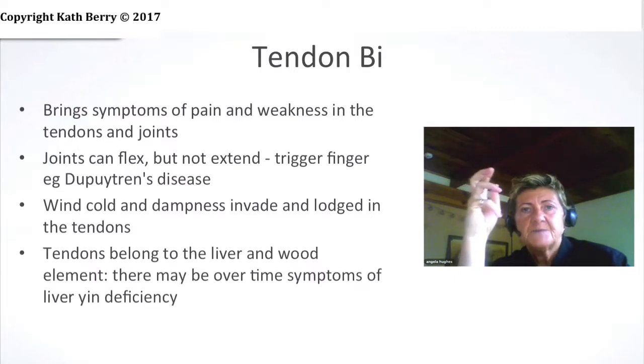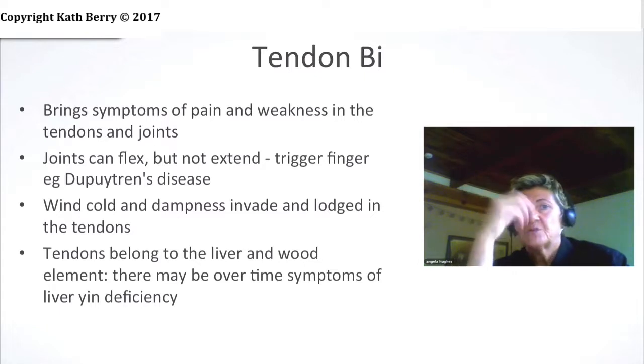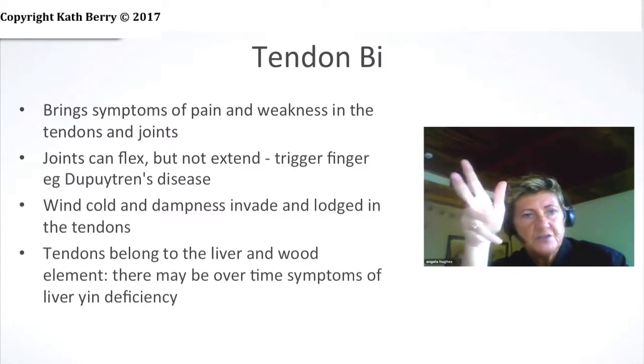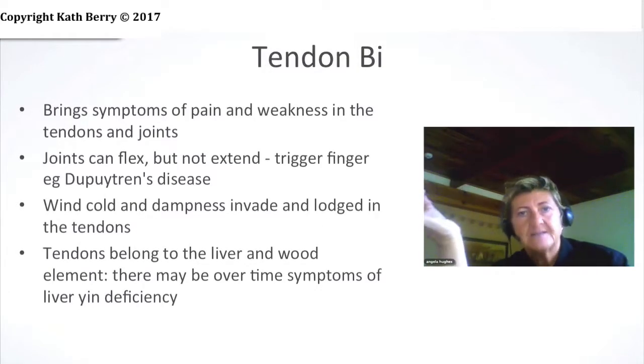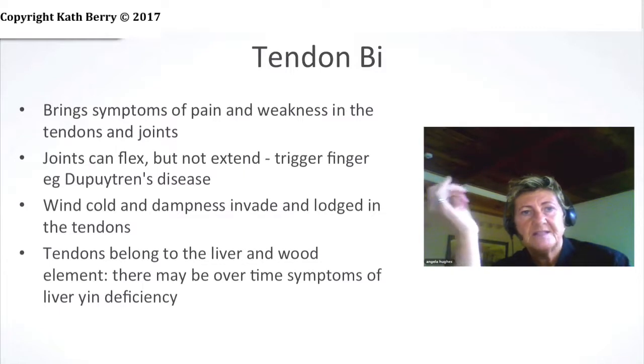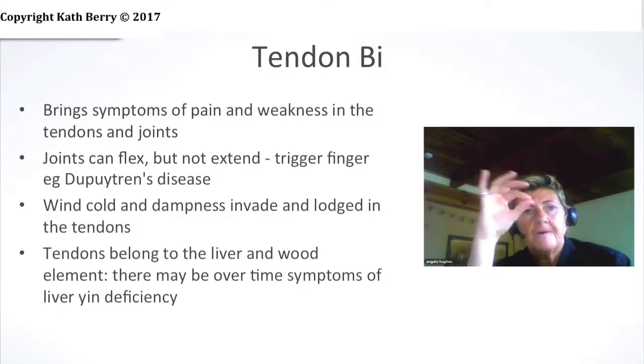Because the tendons belong to the liver and the wood element, there may be over time associated symptoms of liver yin deficiency or liver blood deficiency. Or it could be that the liver yin deficiency may have caused a tendency for the pathogenic factors to lodge in the tendons in the first place. So it kind of works both ways.